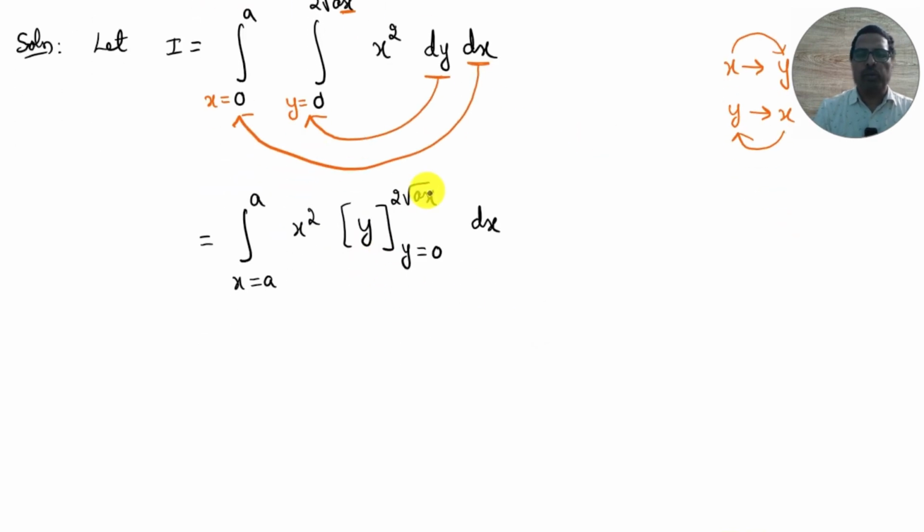Now let us apply the upper and lower limit values. So it is integral x is equal to 0 to a, x square times: apply the upper limit value for y, which is 2 root of ax, minus the lower limit value for y, which is 0, times dx.